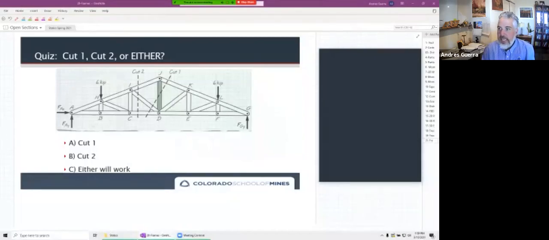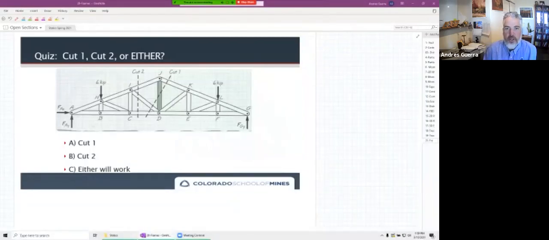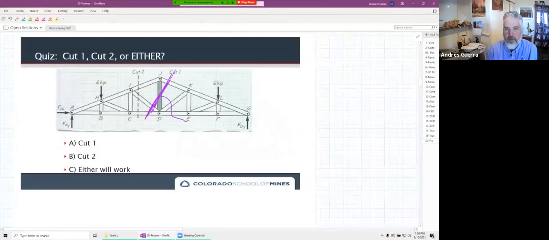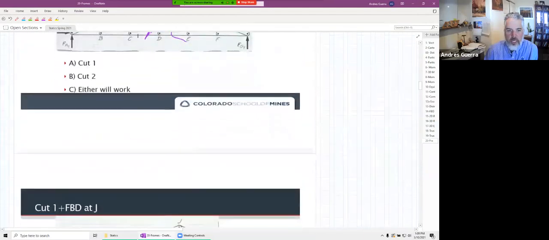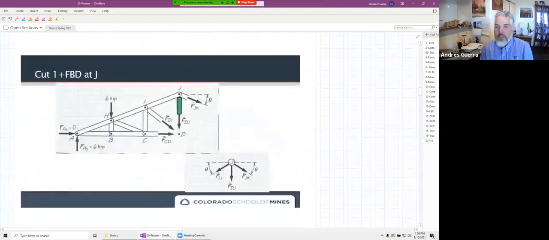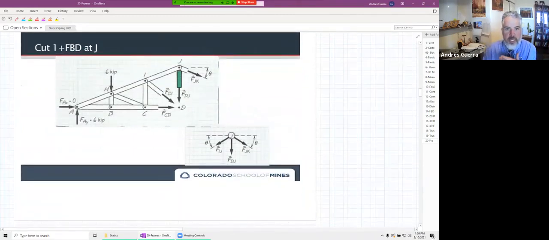Actually, C is the correct answer. Either one of those will work. But cut one is a good one, and I think most people were picking that one because it goes through the one that we're trying to find, right? Okay, so let's look at how either one of those is going to work. And this full problem is up on Canvas under the supplementary problems if you want to look at this later.